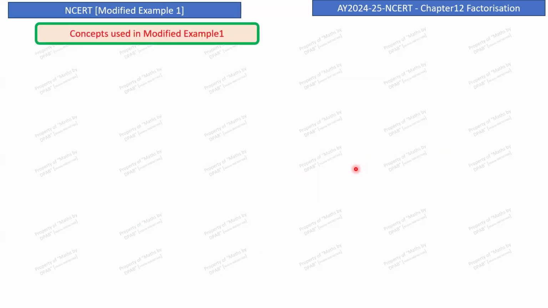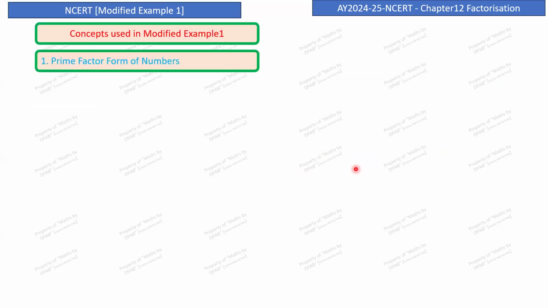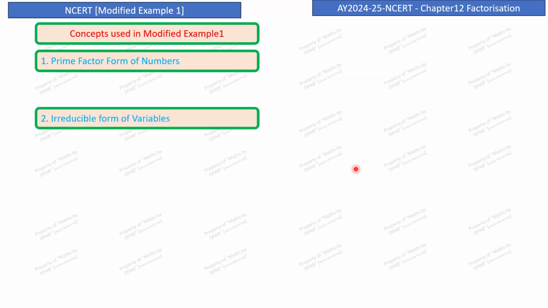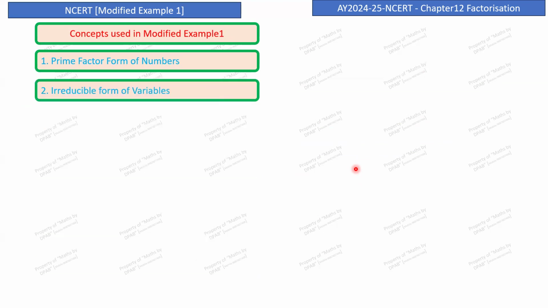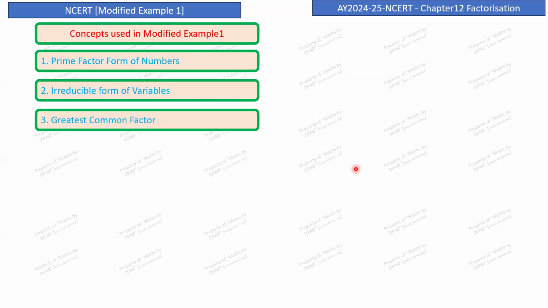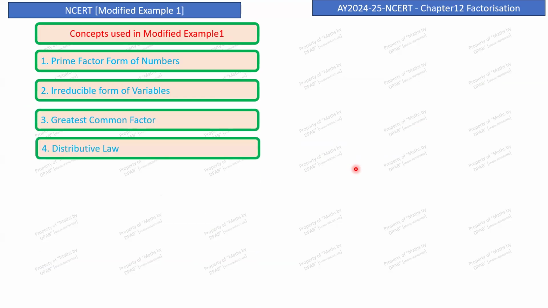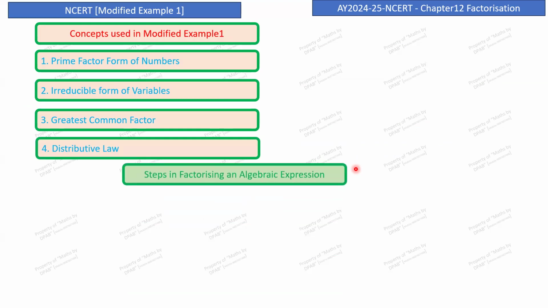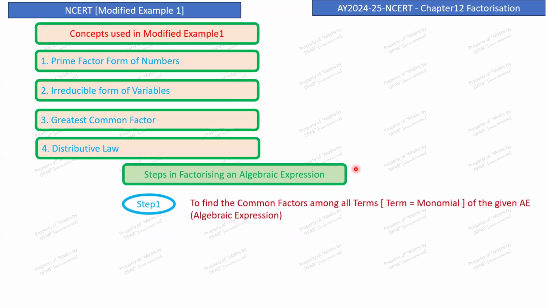So please follow the same steps, the same concept again and again, so that you will be able to go through very clearly and confidently. These are the concepts we have used in modified example 1 also. Prime factor form of numbers, we have seen that. Irreducible form of variables, we have seen that. Greatest common factor, we have seen that. And finally, distributive law also, we have seen that. And these are the steps, step 1, step 2, step 3, whatever we discussed.